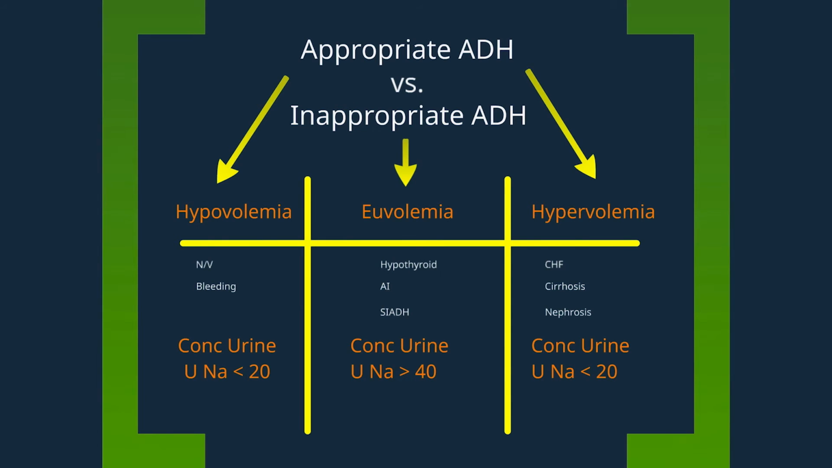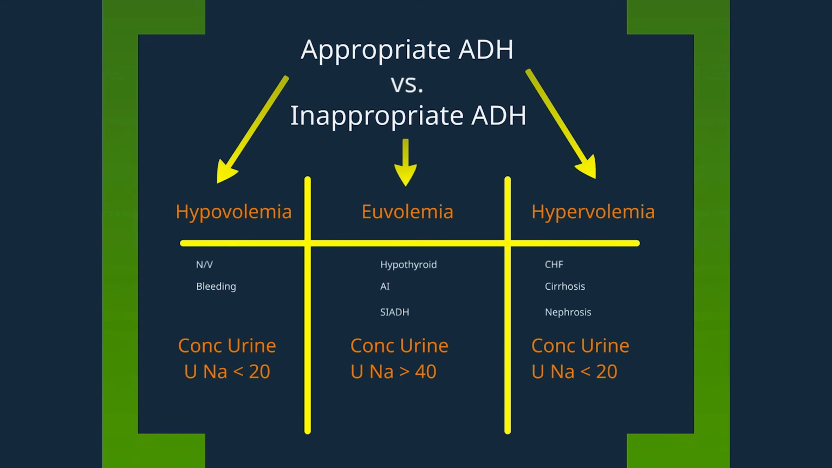Now the question is, is the ADH appropriate, as in hypovolemic or hypervolemic hyponatremia, where the body perceives low perfusion, stimulates renin, angiotensin, and aldosterone, which manifests as a low urine sodium in the setting of concentrated urine. This is contrasted with euvolemic hyponatremia, where the patient is volume expanded and not intravascularly depleted, and it would have ADH secretion autonomously, presenting with concentrated urine and elevated urine sodium.